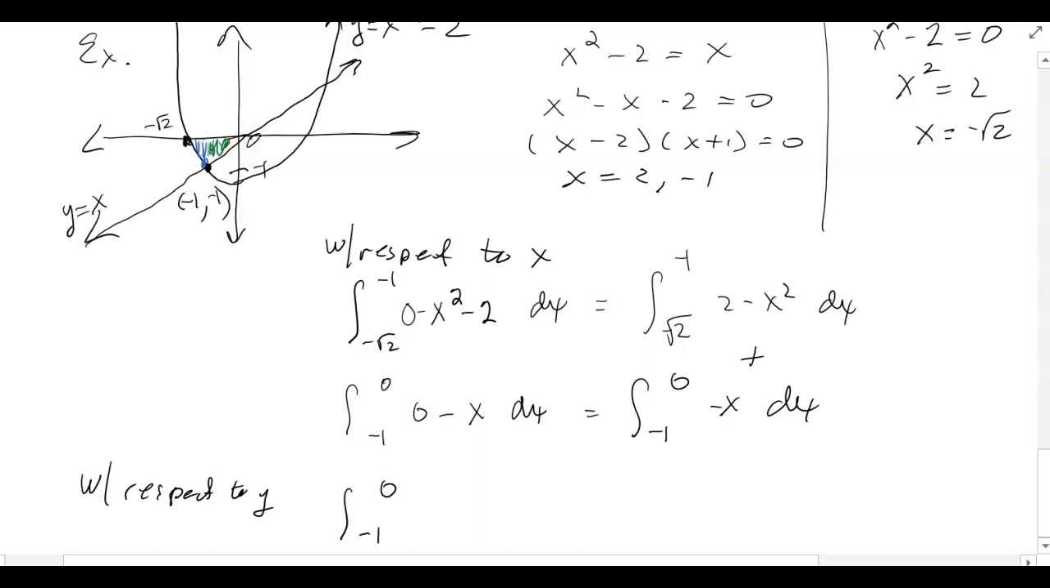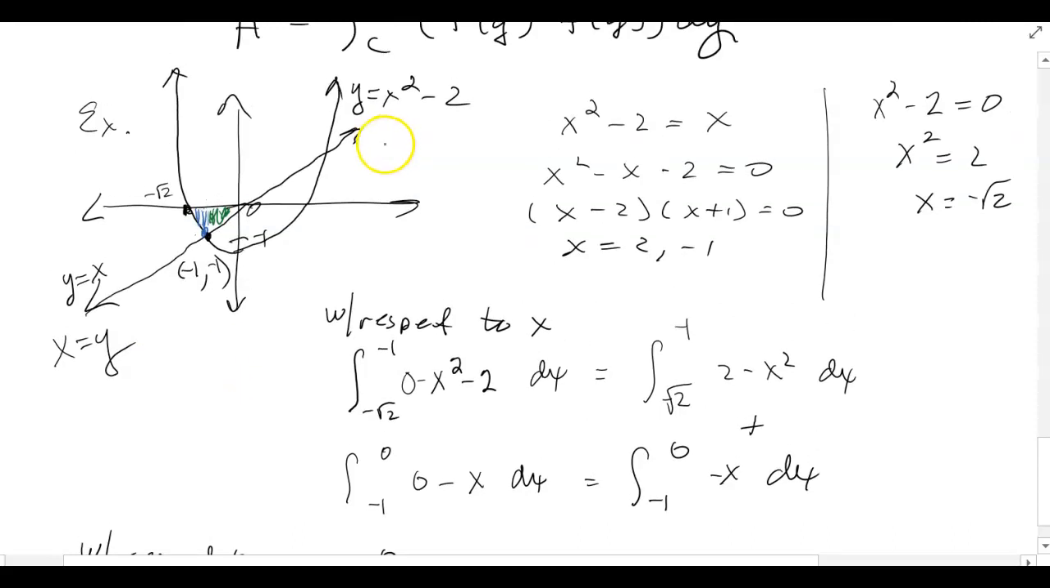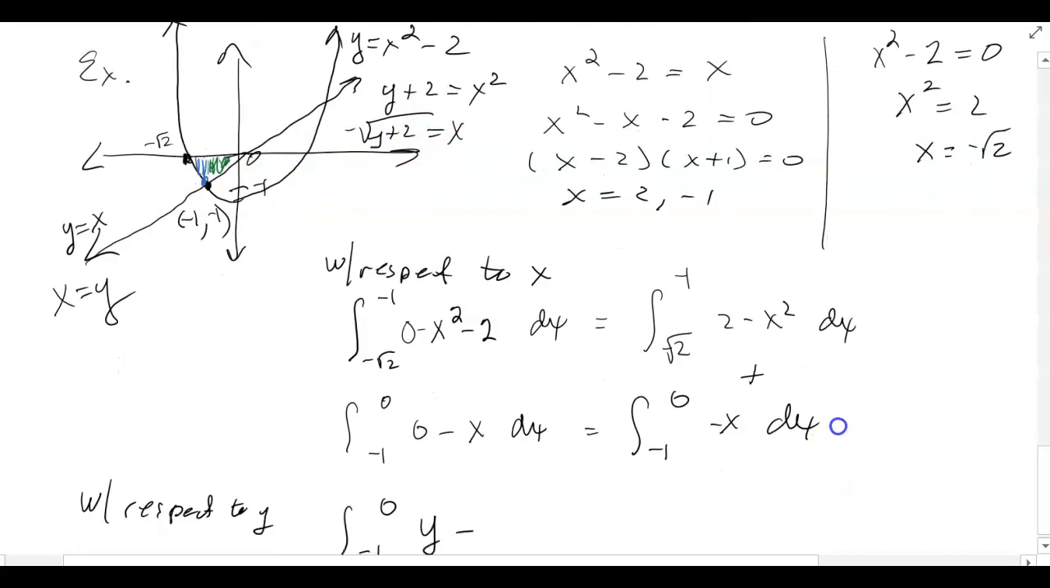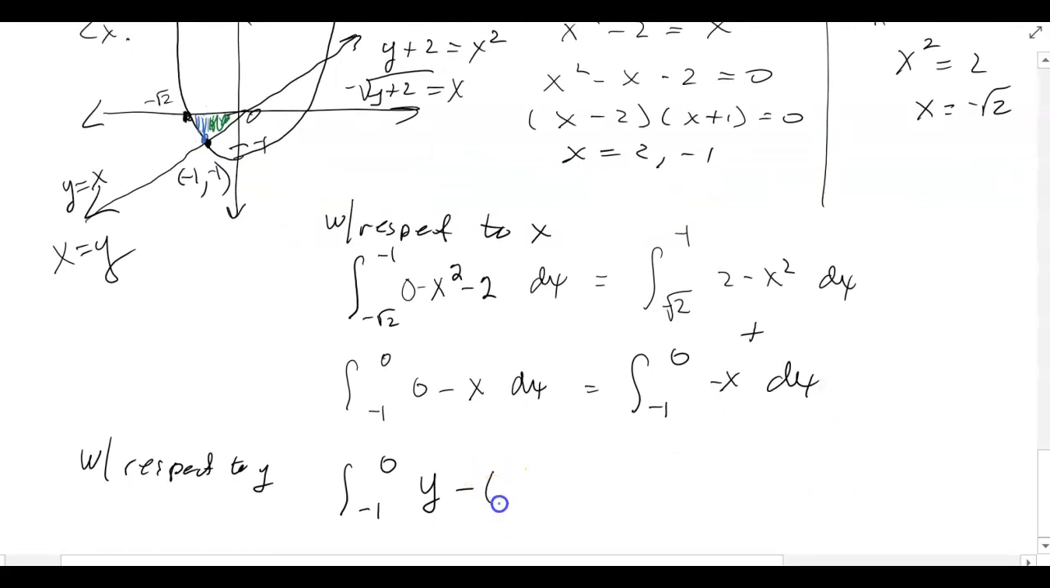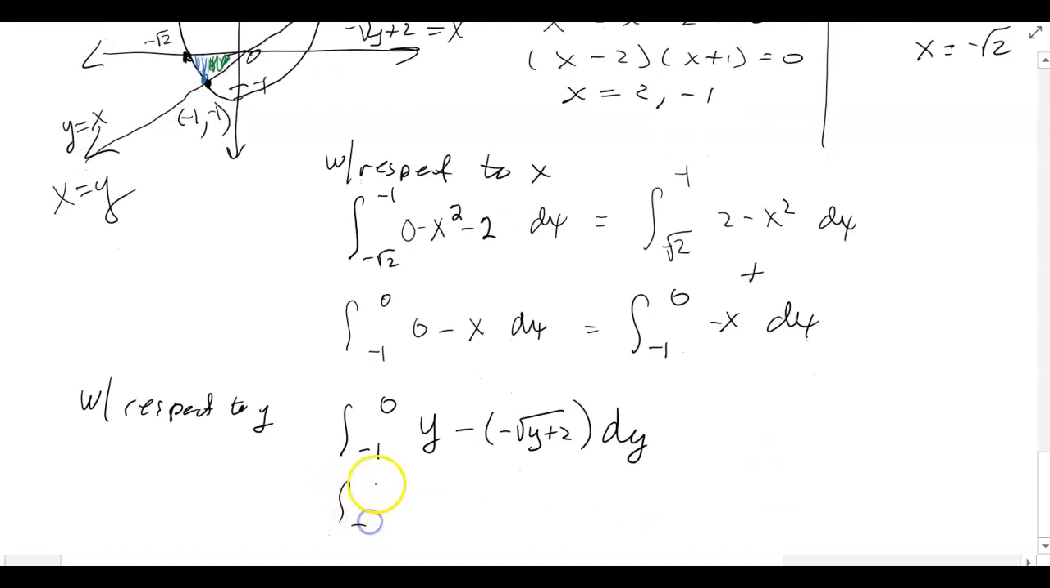And now you're going to do the rightmost function, which is, you have to rearrange it to y equals x, so x equals y, so it's y minus, but then we have to change this, right? So instead of y equals x squared minus 2, you need y plus 2 equals x squared, and x equals the square root of y plus 2. It's the negative side of it. So minus negative square root of y plus 2 dy, from -1 to 0.